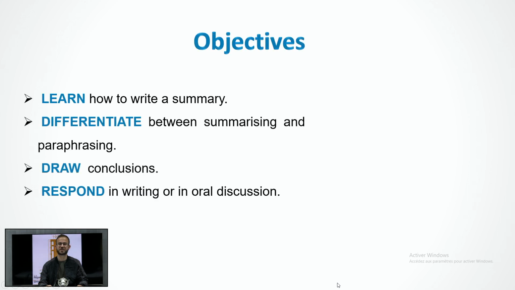So before we pursue with the slides, it's very important to have a look at the objectives of this MOOC. There are 4 main objectives. The first objective is to learn how you write a summary. Second objective is to differentiate and distinguish between summarizing and paraphrasing. The third objective is how you write a conclusion. And the fourth and last objective is how you write a reaction or a response.